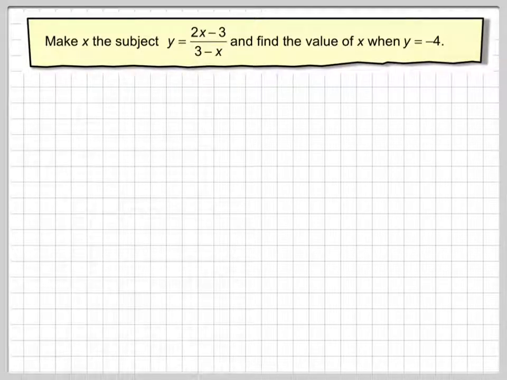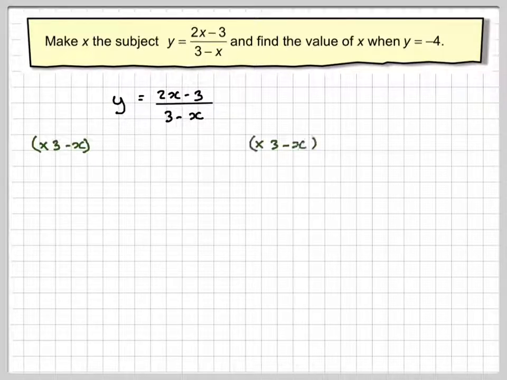We've got a slight problem. We've got a fraction here and x occurs twice in the formula. So this is the procedure. First of all, we don't like the fraction, so multiply both sides by 3 minus x. So it's going to give you y times 3 minus x is equal to 2x minus 3.